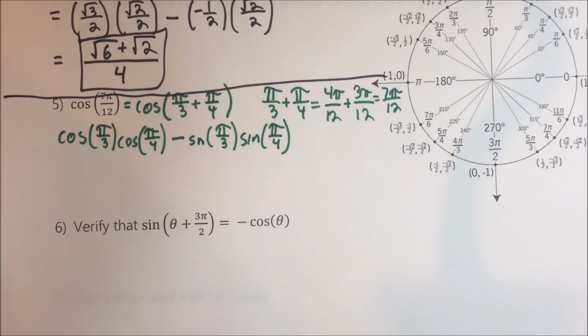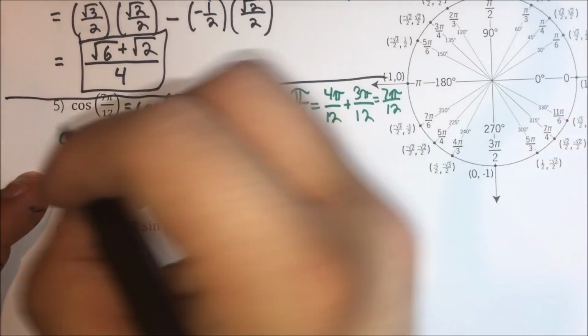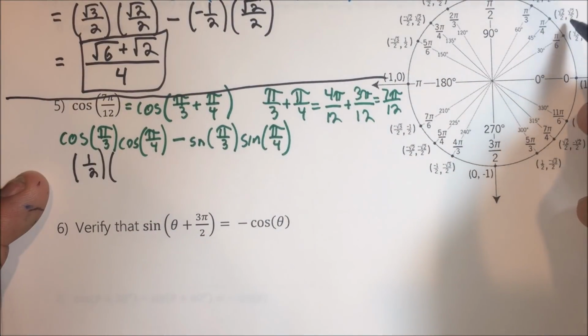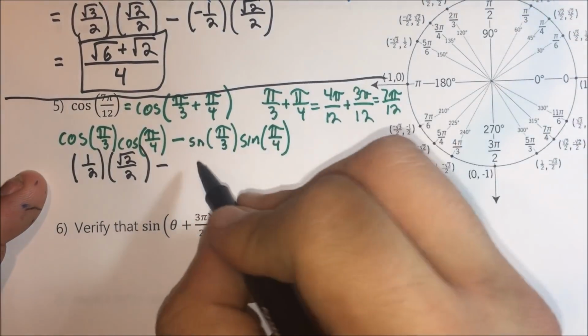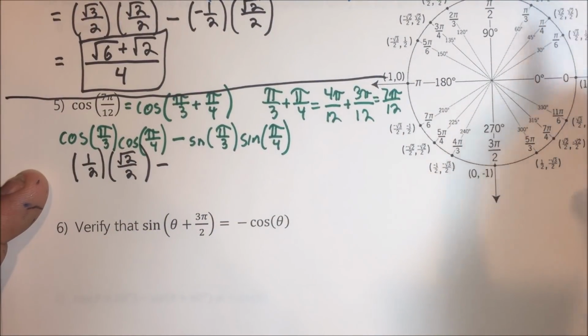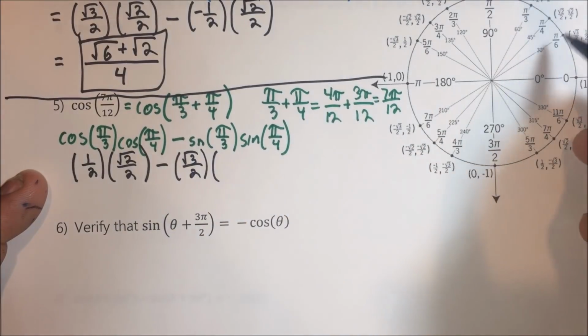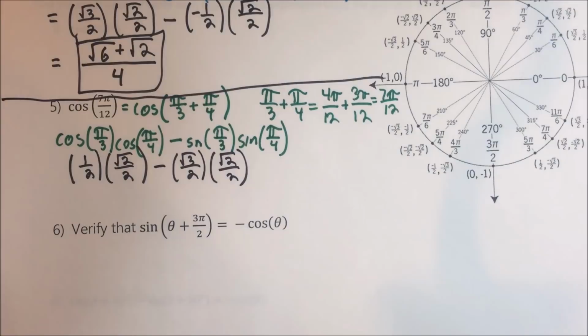Okay, so again, we just go in our unit circle and we look and see where those match. So cosine of pi over 3, let's see, that's going to be 1/2. Cosine of pi over 4, that's just the square root of 2 over 2, minus sine of pi over 3, that's going to be the square root of 3 over 2, and sine of pi over 4, that's the square root of 2 over 2. Cool.